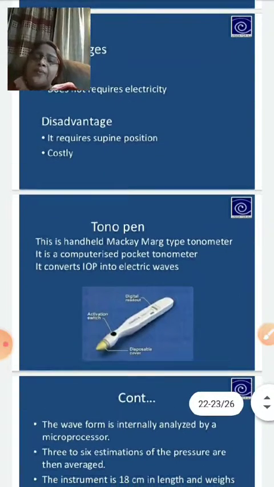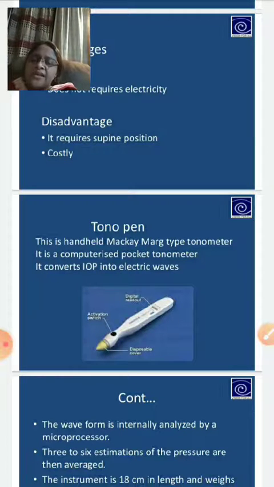The Tonopen is a newer device for measurement of intraocular pressure. It is also a type of contact tonometry. The cornea has to be anesthetized. It is a pen-like structure where the tip is touched to the cornea and the reading is obtained in the viewing device. It is a portable device. It can be used for mass screening, but it is very costly.